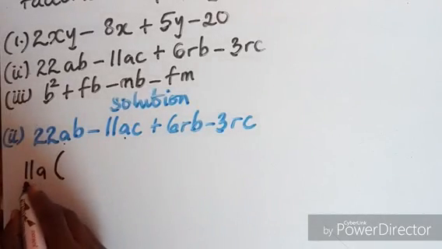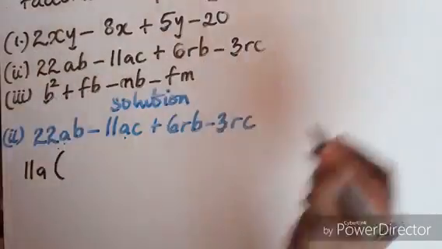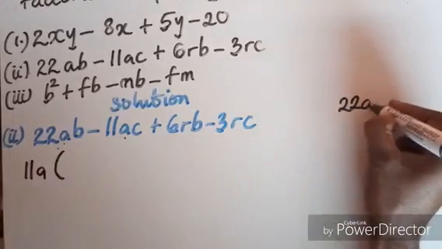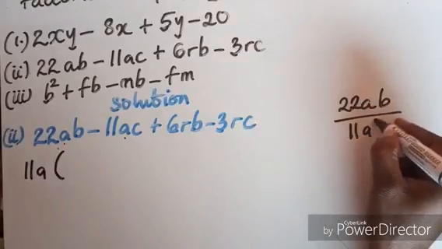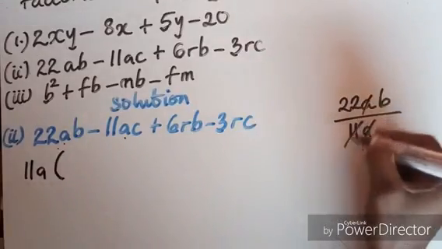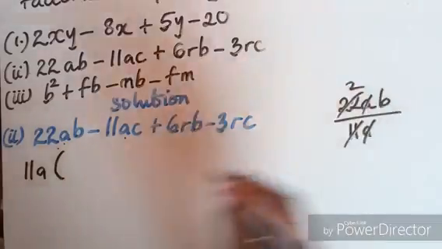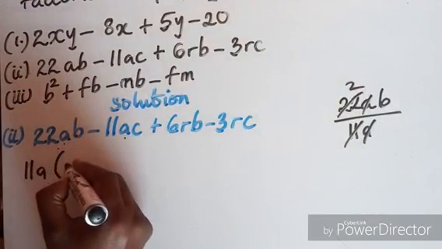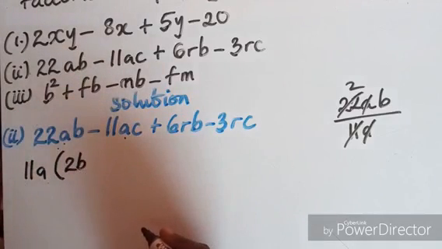So this term must first divide the first term. So the first term is what? 22AB divided by 11A. A will cancel A first, and 11 will go into 22, 2. What am I left with? 2B. So 11A will go into 22AB, 2B. That is the first instance.